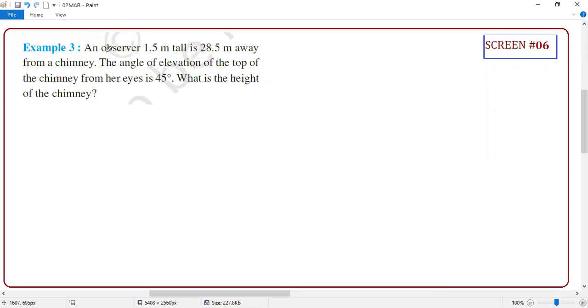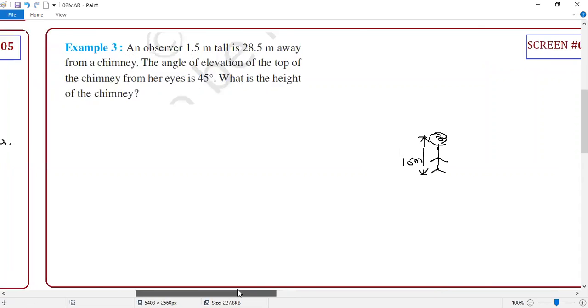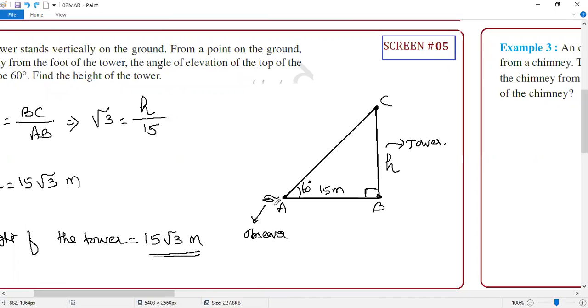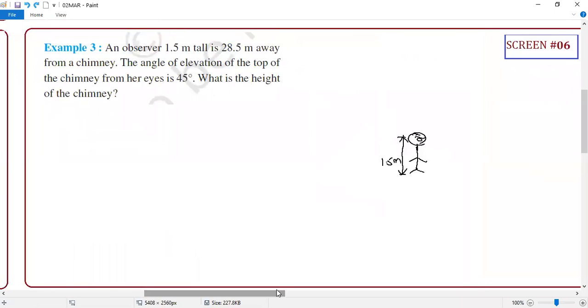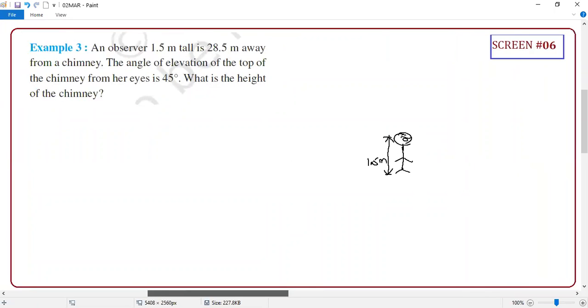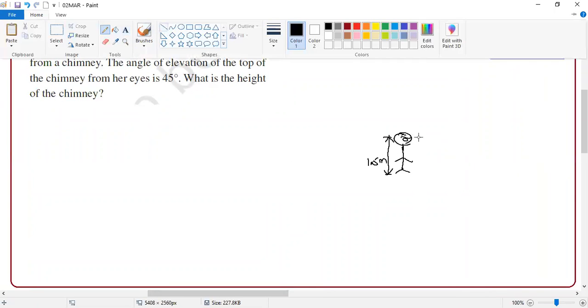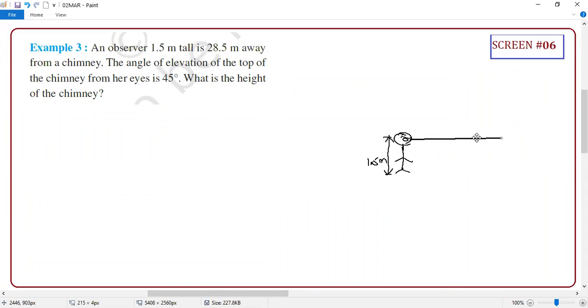So guys, an observer 1.5 meter tall. Okay, so here is the observer, but they said 1.5 meter tall. The observer height is what, student? 1.5 meter. Sir, in the previous problem they ignored. That's why the height of the observer was ignored. Clear or not? But here they are asking you to consider 1.5 meter. You have to consider, right, student? But the line of sight, the horizontal line, is always coming from where? From the eye. Okay. Now what's happening?